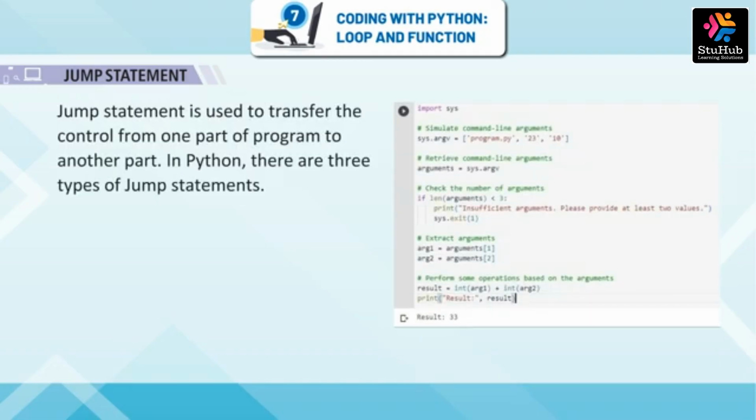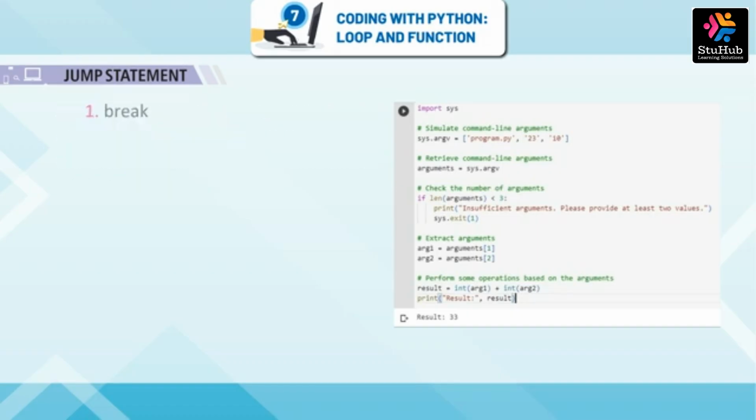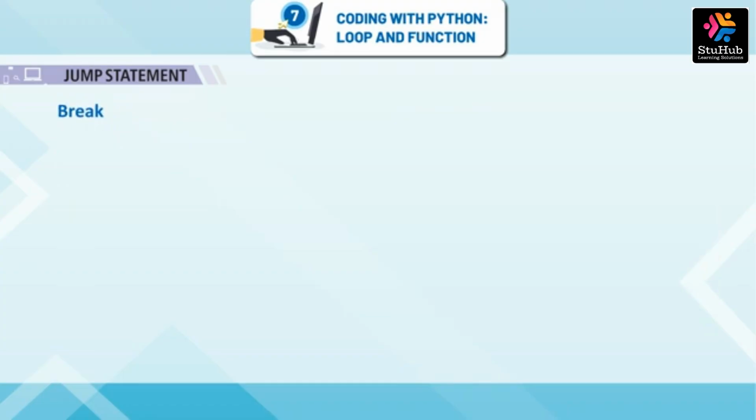Jump statement. A jump statement is used to transfer the control from one part of the program to another part. In Python, there are three types of jump statements: break, continue, pass.